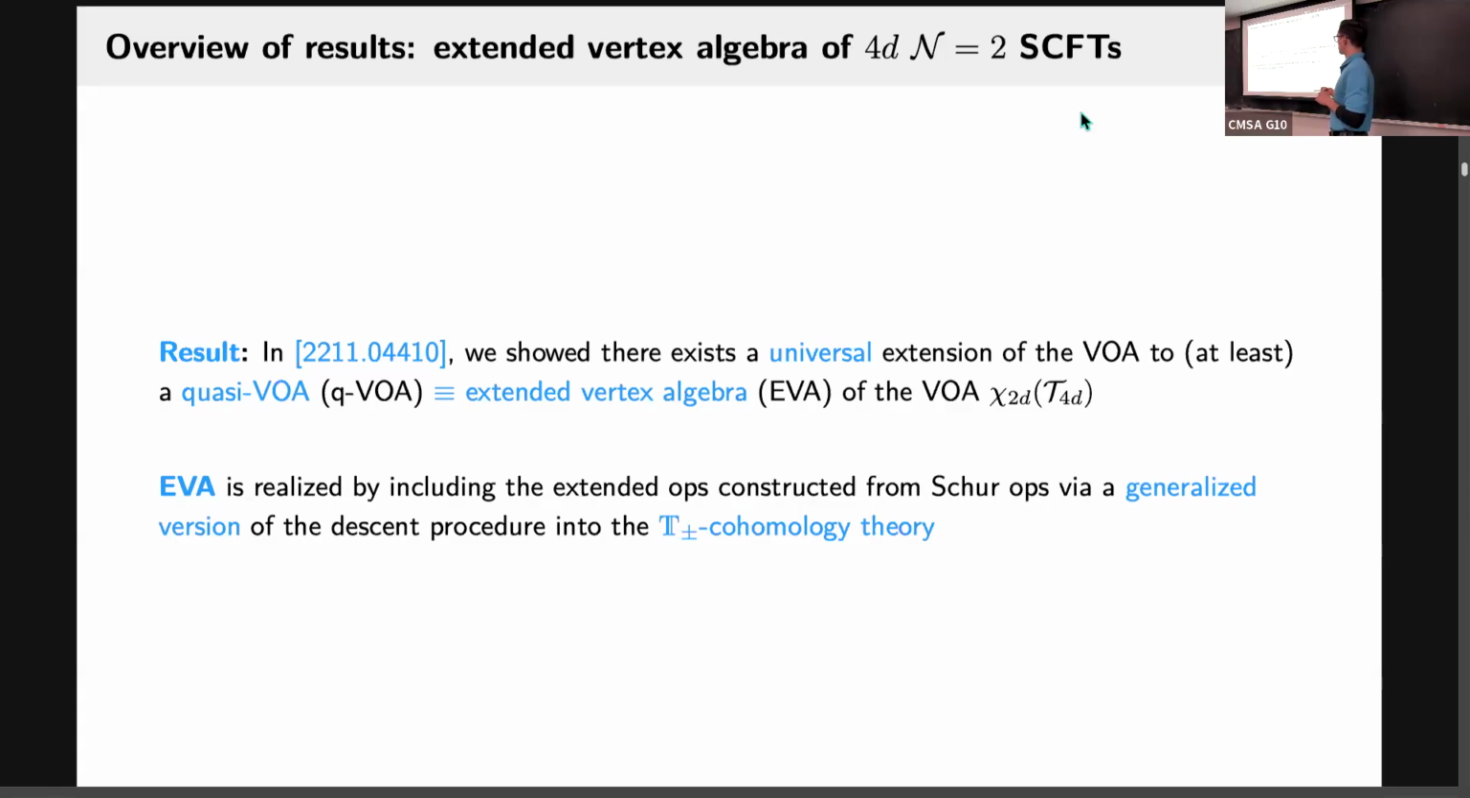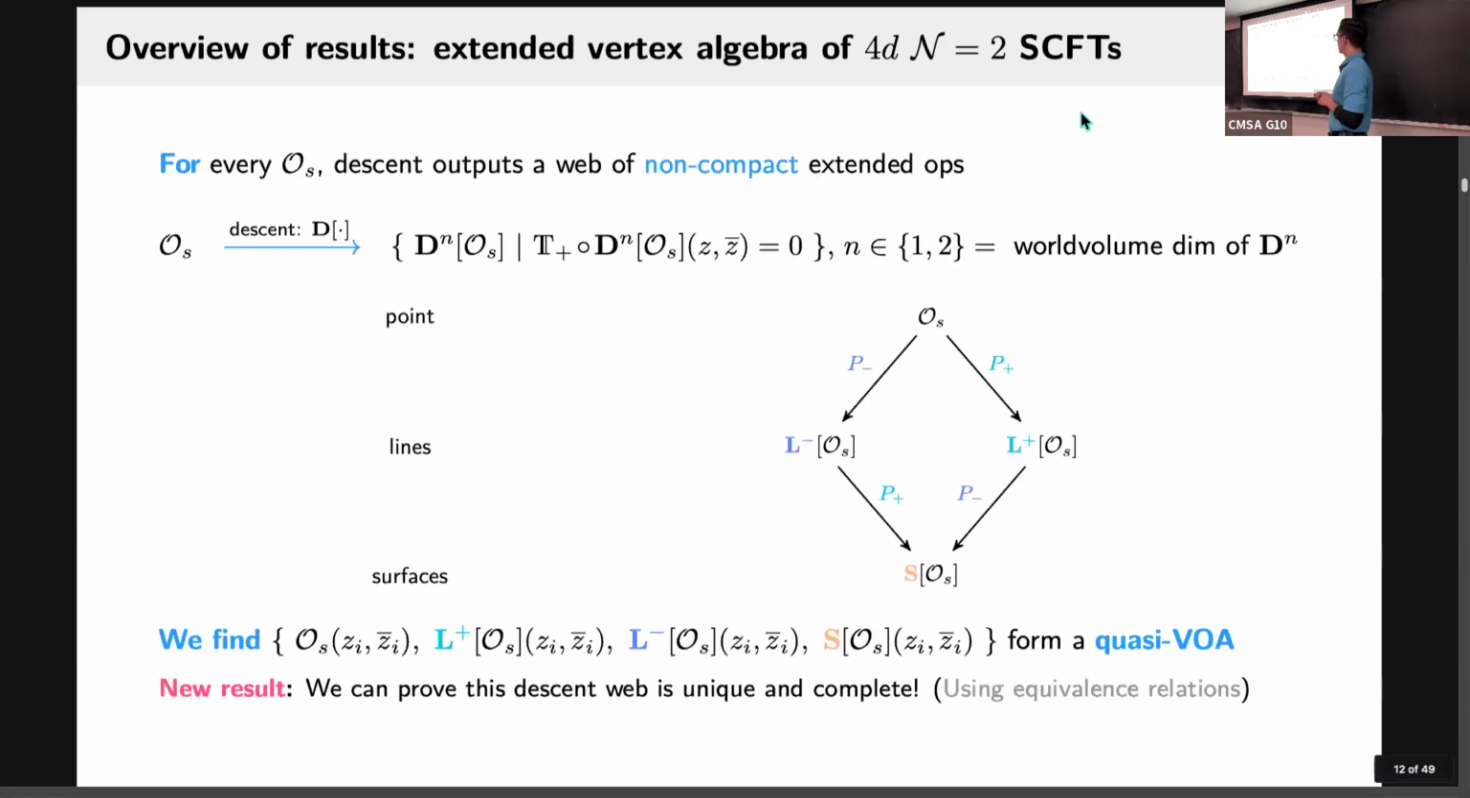In this particular cohomology setting. And what we find is that for every Schur operator, we can apply this descent procedure, and it's going to output a web of non-compact extended operators, which I'm denoting here by D with a superscript n, where n labels just the dimension of the extended operator that's produced, and they're either going to be 1 or 2 dimensional, so we're going to either get lines or surfaces.